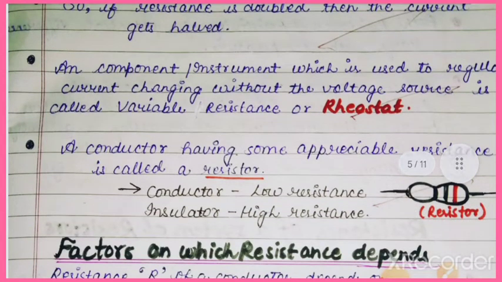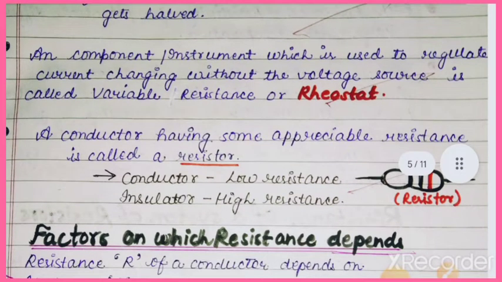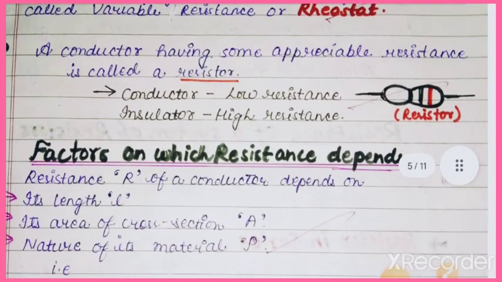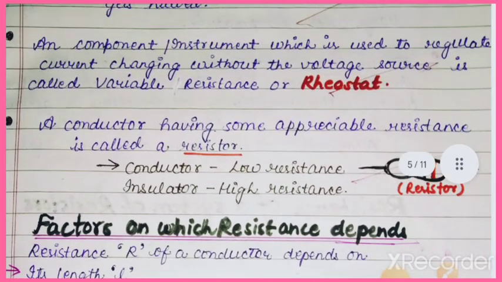And the component, our instrument, which is used to regulate current without changing the voltage source, is called variable resistance or rheostat, right? So this is the rheostat. Oh sorry, resistance is not represented by V, it is represented by the ohm symbol, right?